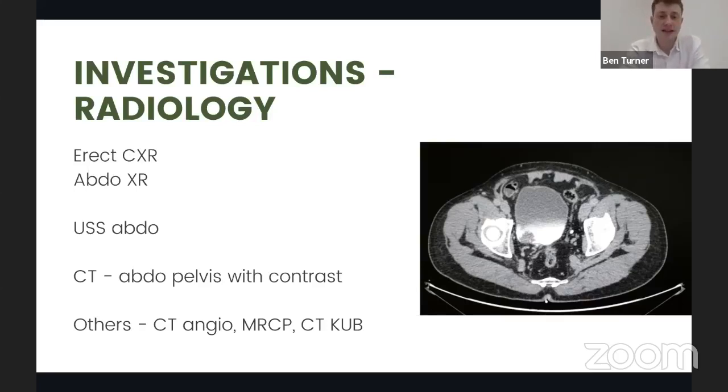You can do a CT abdo-pelvis without contrast, and you would do that for patients that have very poor renal function, but it's not very helpful. So it's definitely worth discussing with your senior before doing that. Other investigations that you may have to get on surgery include CT angiogram, MRCPs for looking at the biliary tree as the highest sensitivity for diagnosing gallstones, and a CT-KUB for kidney stones.